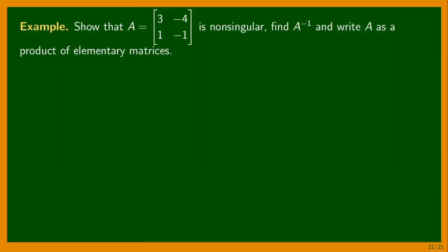So let me illustrate the theorem in the following example. Suppose we wanted to show that this is non-singular. We wanted to find its inverse, and we wanted to write A as a product of elementary matrices. How do we do that? Well, we attach the identity 2 by 2 matrix over here and then do the Gauss-Jordan method, but this time we will take note of the operations that we need.